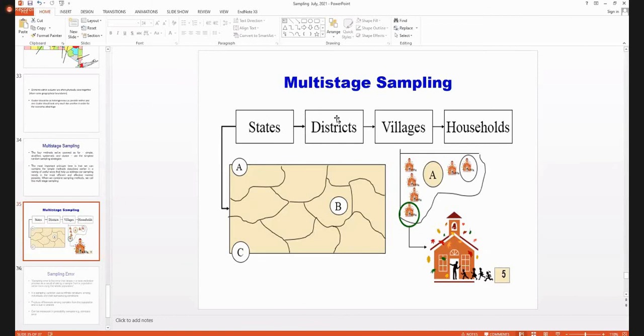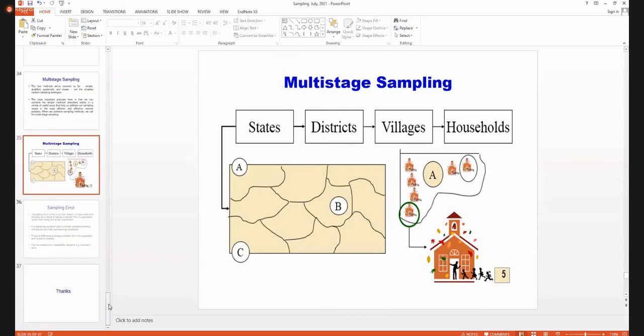In each province, you will have a few districts as clusters. In each cluster, again, you select certain villages randomly, and of course, in each village, you will randomly or systematically select certain households. So when you are applying more than 2 sampling techniques, it is multi-stage sampling.